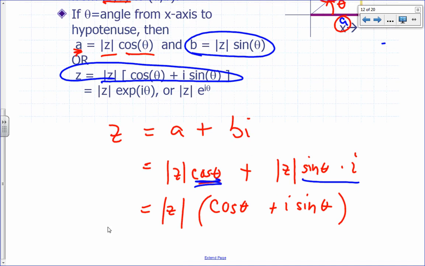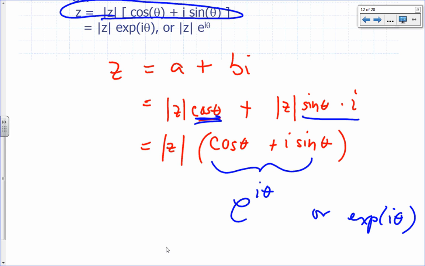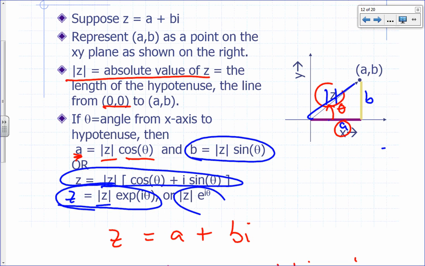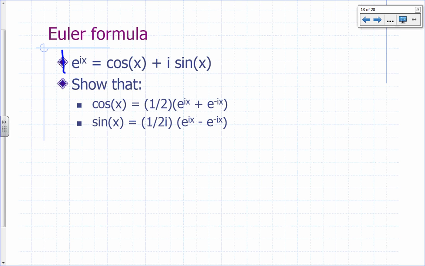Now, you can show that cosine theta plus i sine theta is just e to the i theta, or exp of i theta. So you can also rewrite this as z is equal to absolute value of z times e to the i theta. So that's an alternative way of representing a complex number. You represent it by the magnitude and the angle that you have to sweep from the x-axis to get to that point. So the magnitude and the phase. Okay. So this expression right here, e to the ix, is equal to cosine x plus i sine x. That's called the Euler formula. Okay, you're going to encounter that a lot in quantum mechanics.